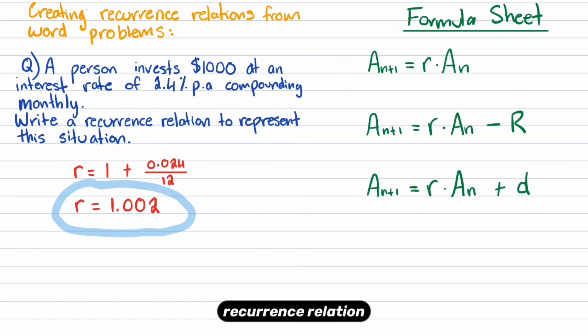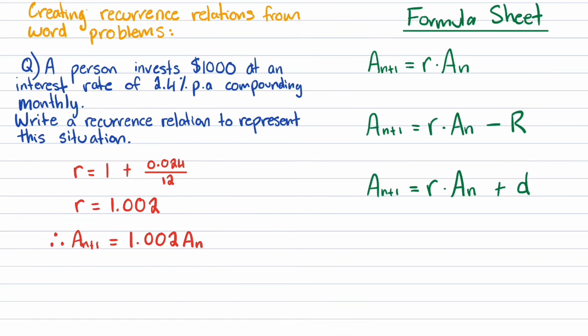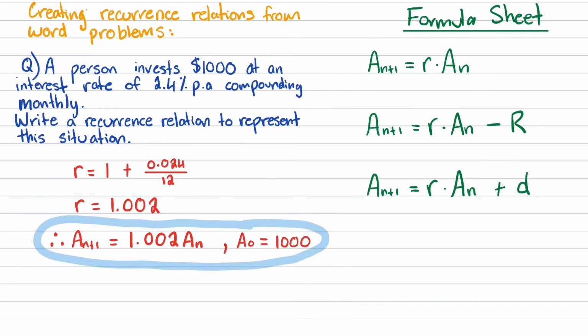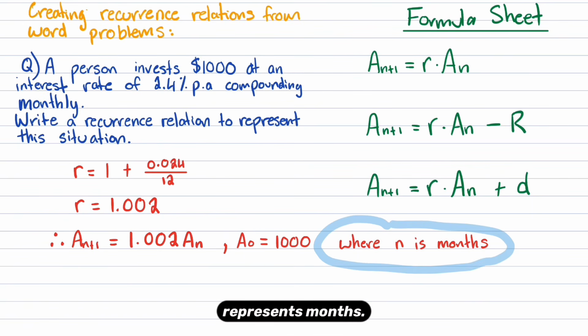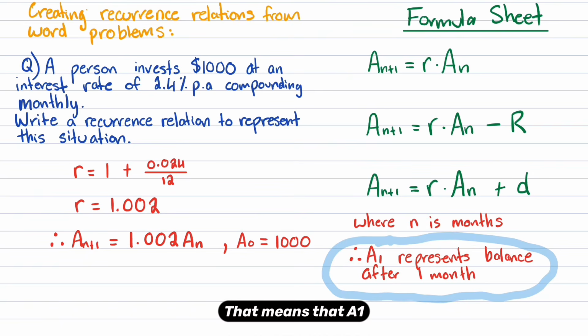So our recurrence relation in this situation is a(n+1) is equal to 1.002 times a(n). We can clearly see that this looks like the first recurrence relation, which is related to compound interest, so that would be a compound interest problem. And a0 is equal to 1,000. It's always important to put a0 after your recurrence relation. In this case, n represents months, which means that a1 represents the balance after 1 month.